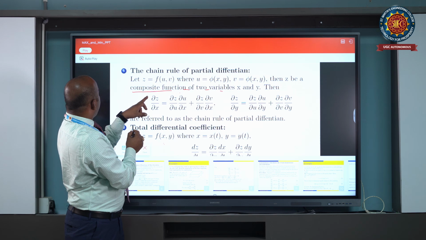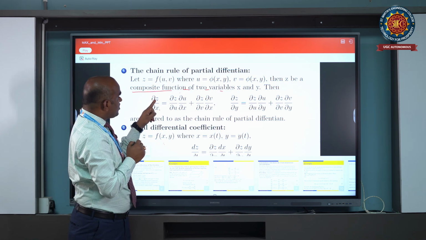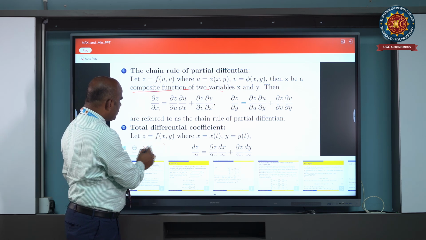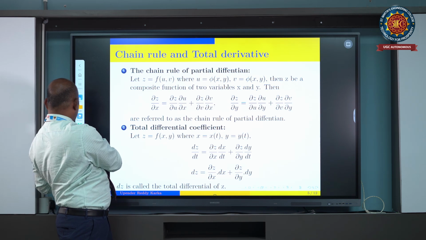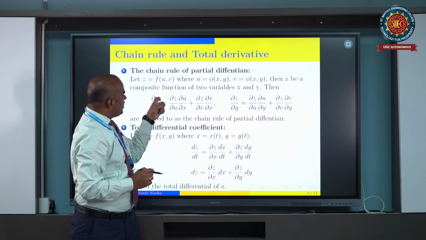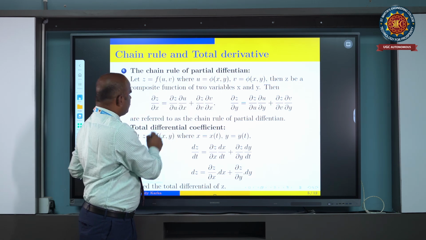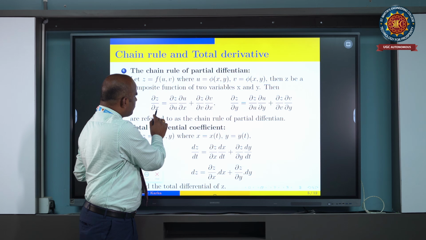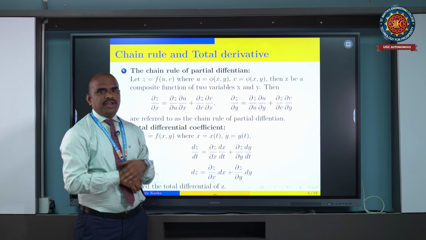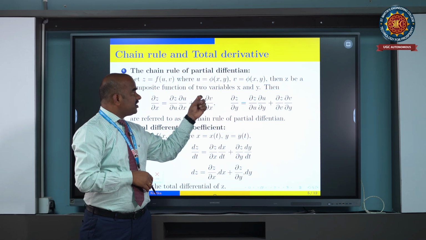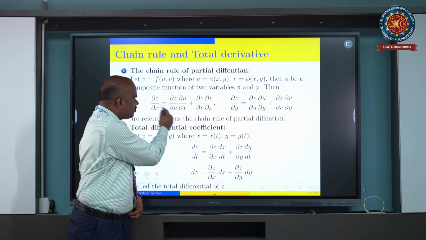See here, ∂z/∂x means partial differentiation of z with respect to x. Here z is a function of u, v and u, v are functions of x, y. So, the partial differentiation of z with respect to x is ∂z/∂u into ∂u/∂x plus ∂z/∂v into ∂v/∂x. Why are we getting two terms here?